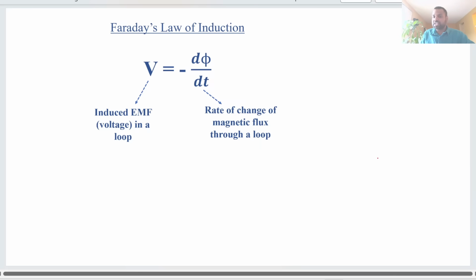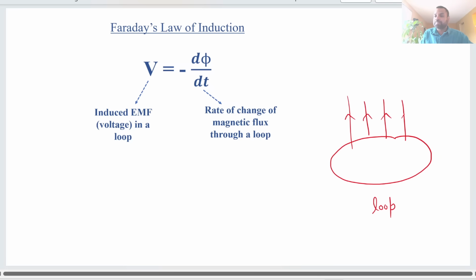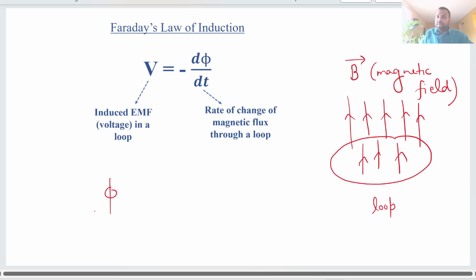Faraday's law of induction says, let's say we have a loop, right? We have a loop. And you have a magnetic field, right? Magnetic field that is passing through the loop. B vector is the magnetic field. So the flux, the magnetic flux, which we represent as phi. That flux is defined as the integral of magnetic field dot product small area, and then you integrate it over the area of the loop.